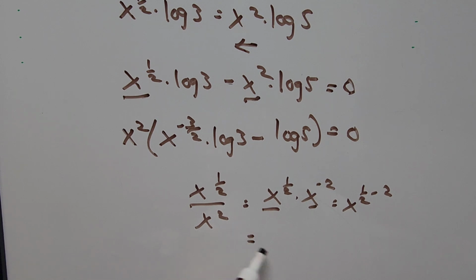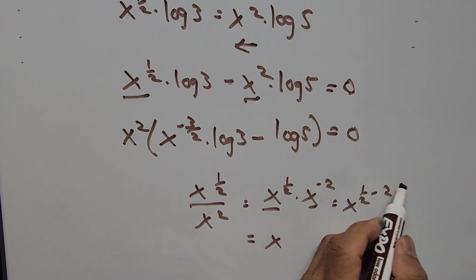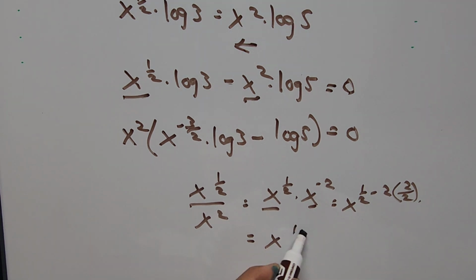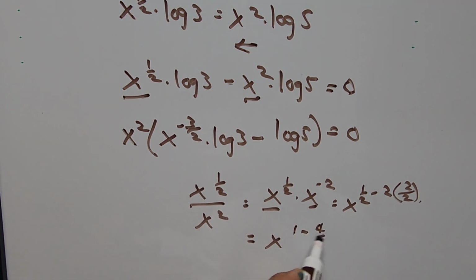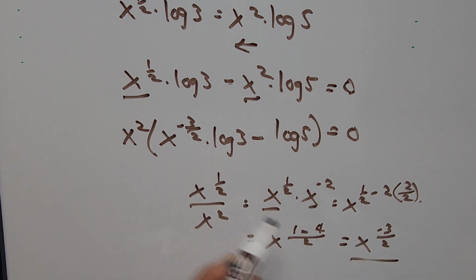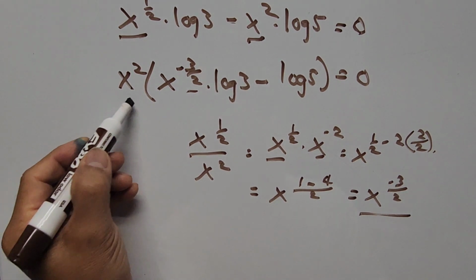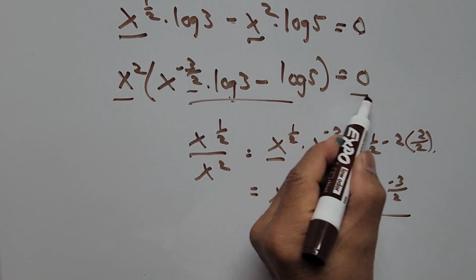So here, x to the power of, if we multiply 2 divided by 2 here, we have 1 minus 2 times 2 is 4, divided by 2. So we ended up with x to the power of 1 minus 4 is -3, divided by 2. So we ended up with x to the power of -3/2. We have -3/2 as the exponent. So to find the values of x, we're equating both factors to 0.